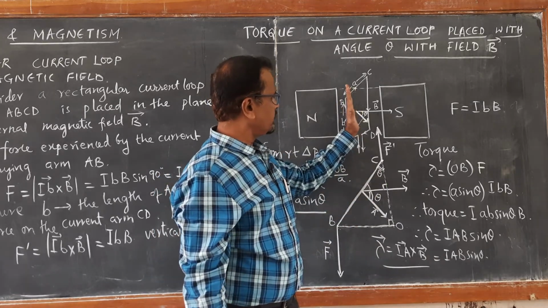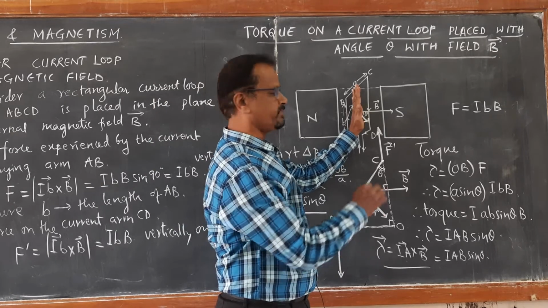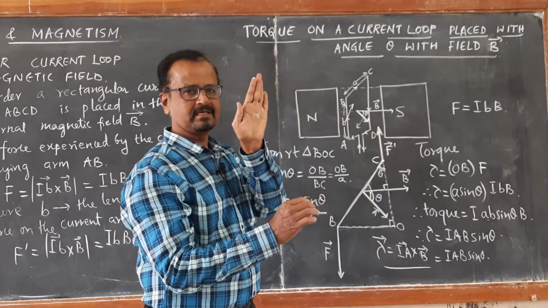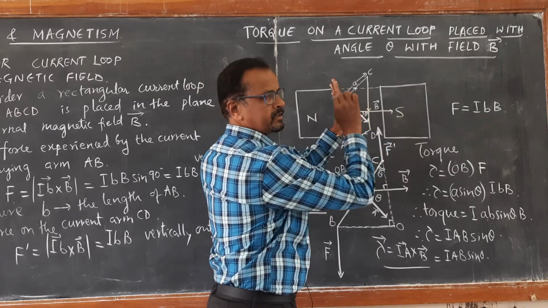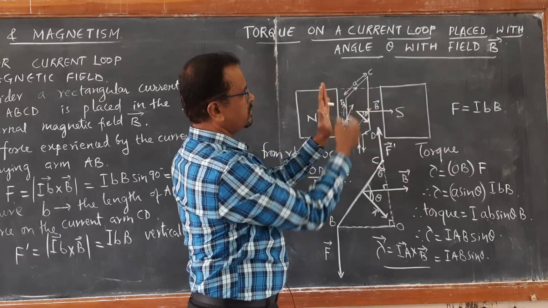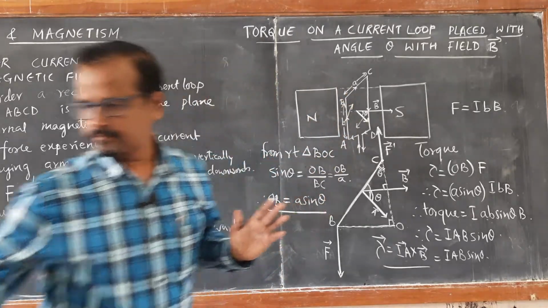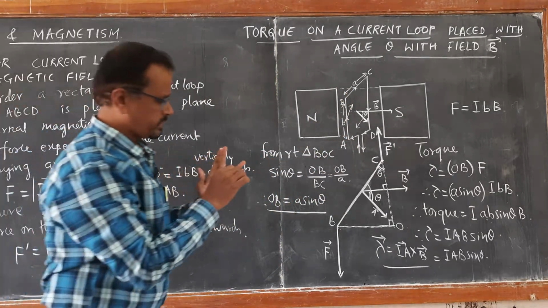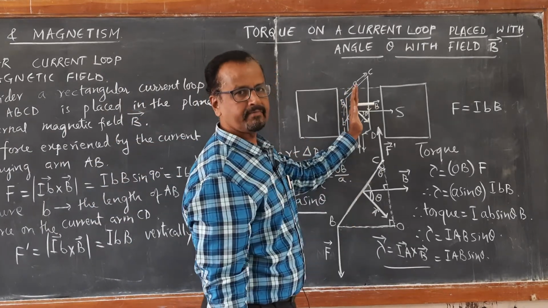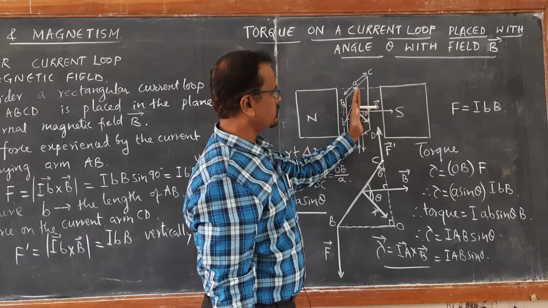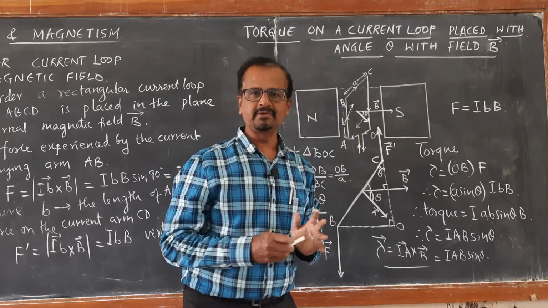But if the area is perpendicular to the magnetic field, in that case what happens? If this is the area perpendicular to the magnetic field, then this is the normal drawn to the area. The normal drawn to the area is in the same direction as that of the magnetic field. So the angle between area vector and magnetic field vector becomes 0.